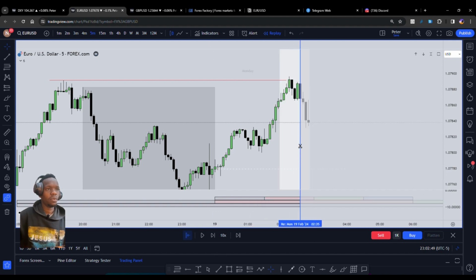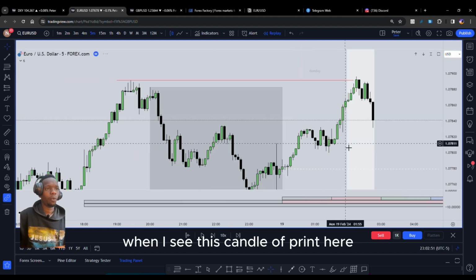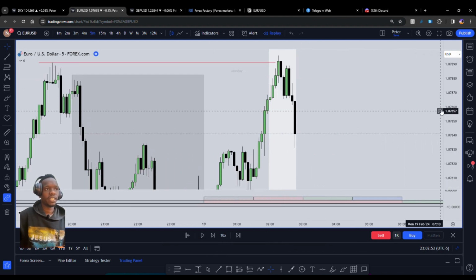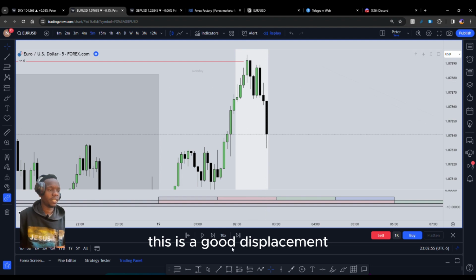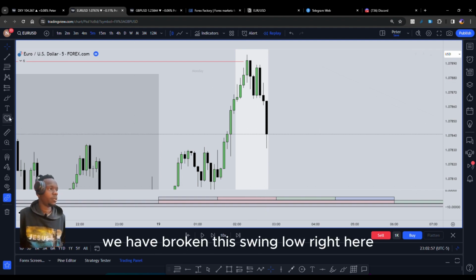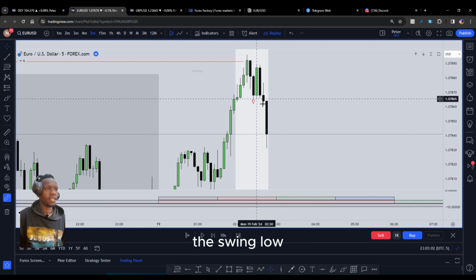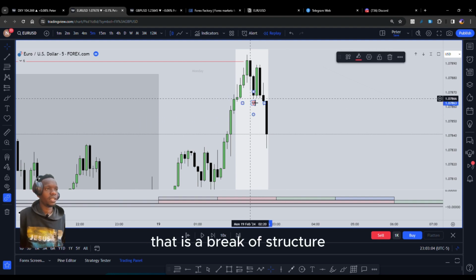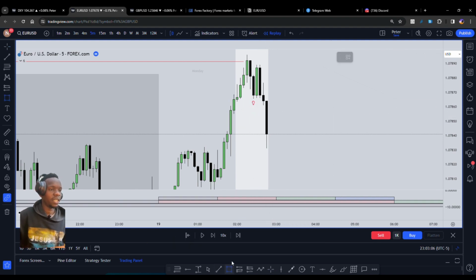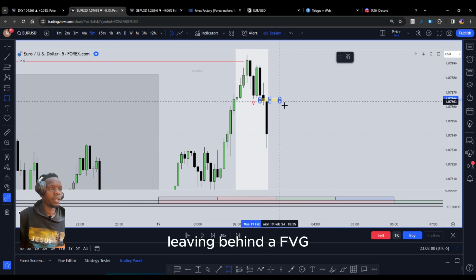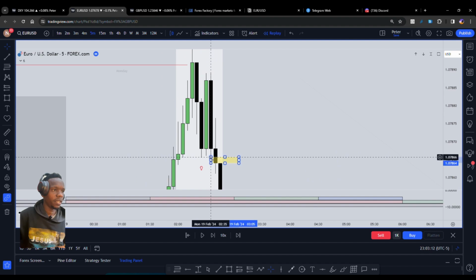But now, when I see this candle print here, this is a good displacement. We have broken this swing low right here. That is a break of structure, leaving a fair value gap here.